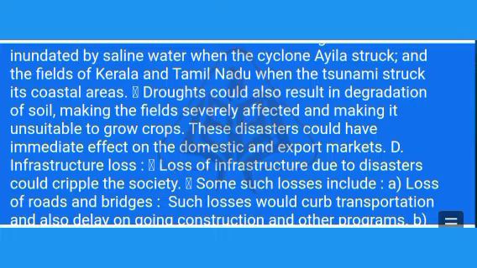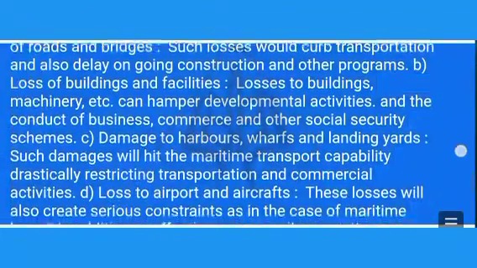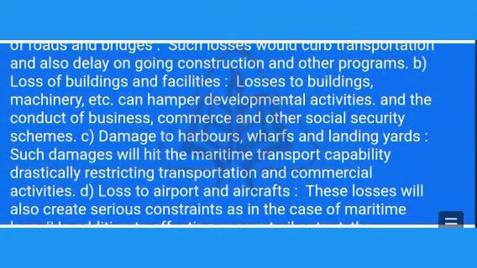D. Infrastructure loss. Loss of infrastructure due to disasters could cripple the society. Some such losses include: A. Loss of roads and bridges. Such losses would curb transportation and also delay ongoing construction and other programs. B. Loss of buildings and facilities. Losses to buildings, machinery, etc. can hamper developmental activities and the conduct of business, commerce and other social security schemes.